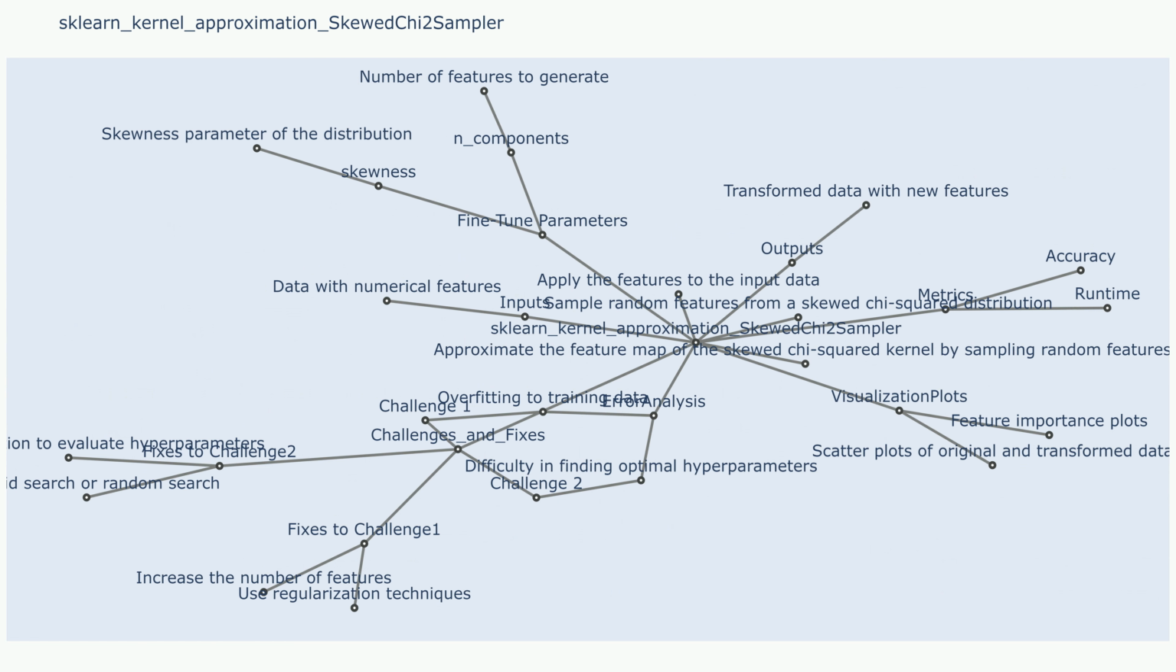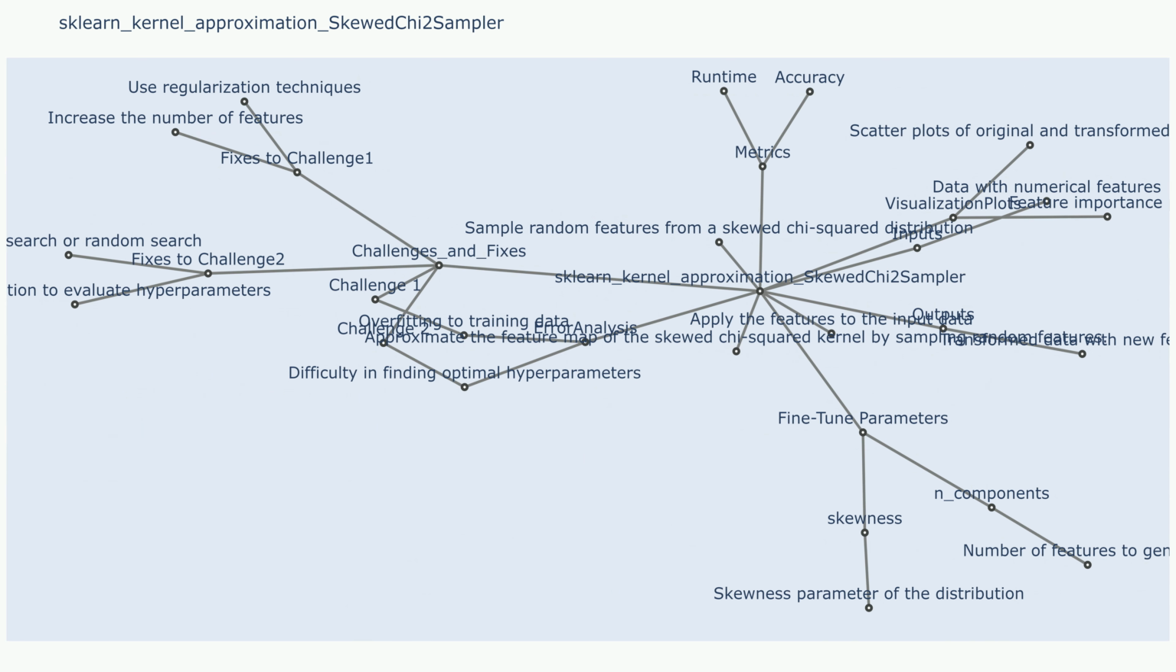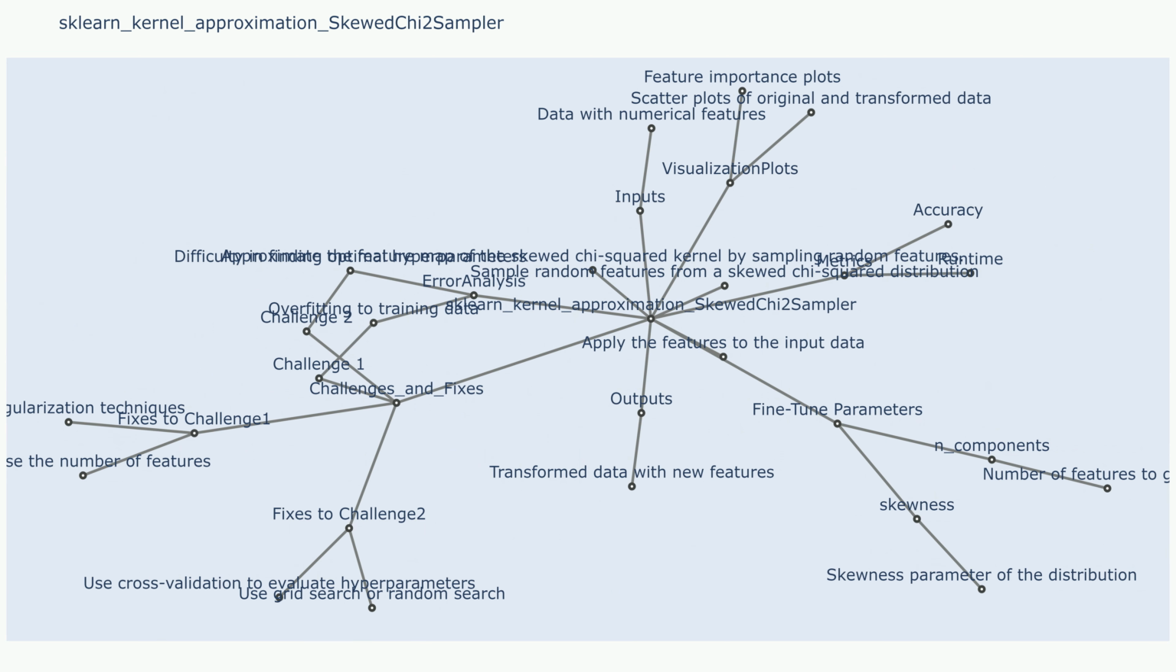Fixes to challenge 1. Consider reducing N components or using techniques like cross-validation to avoid overfitting. Challenge 2. Computational cost for very high-dimensional datasets. The transformation process can be computationally expensive, especially with large N components. Sample use case that resulted in challenge 2.